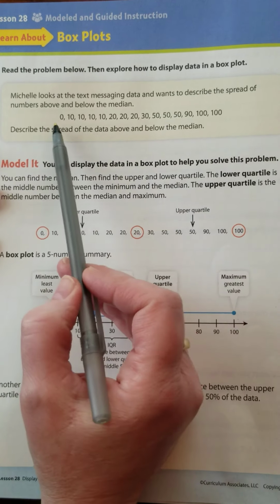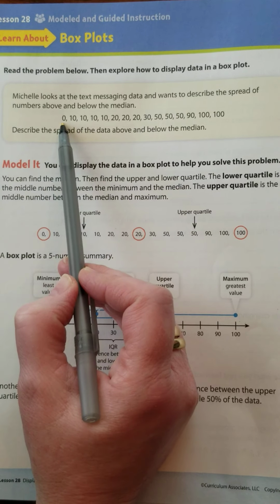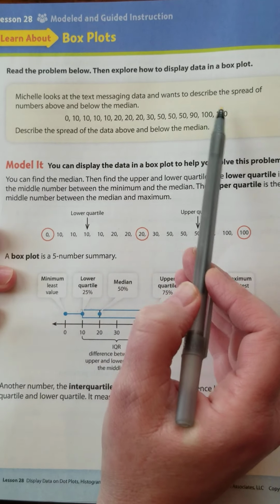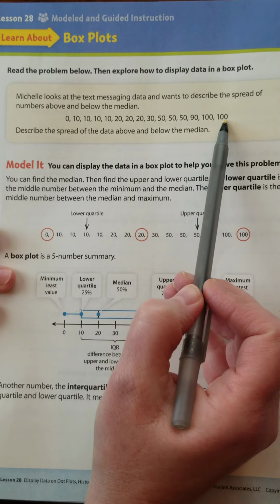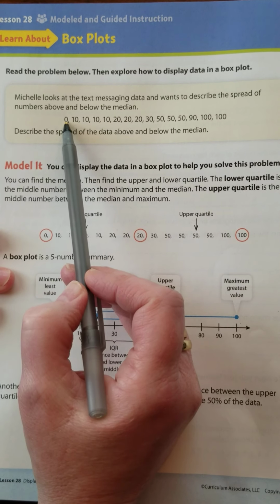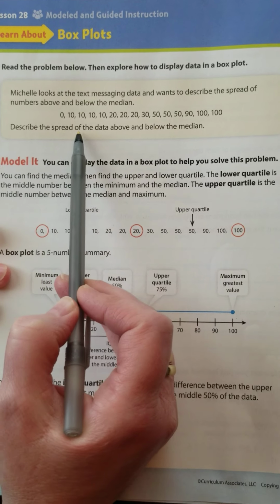And we know that the 0 is going to represent the smallest number. The word we give for that is the minimum. And the 100 represents the largest number, and the word we give for that is maximum. So we have a minimum and a maximum. And it says, describe the spread of the data above and below the median.